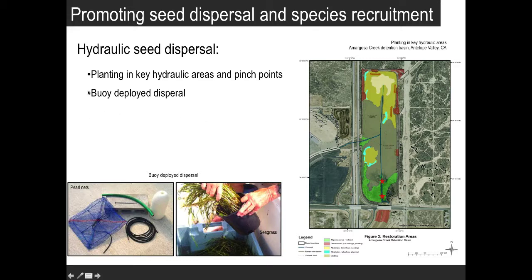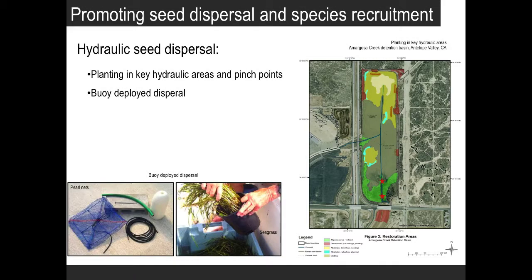So here we have an example of a buoy-deployed dispersal. Here a pearl net, and you fasten the pearl net to a buoy, and in this case put a reproductive seagrass in the pearl net and let these pearl nets drift with the natural current, and it's been shown to have a pretty good level of success. Here's an example in the Antelope Valley, fastening these pearl nets with the seed mix to rebar, and with the winter rains, this seed mix can then be washed out of the pearl nets and effectively dispersed throughout this wetland area.